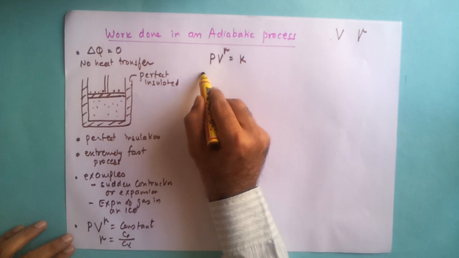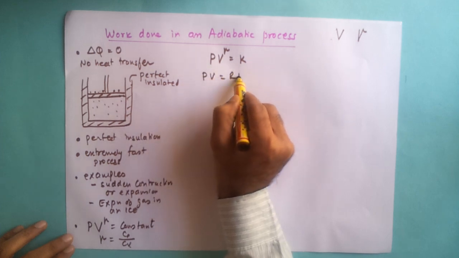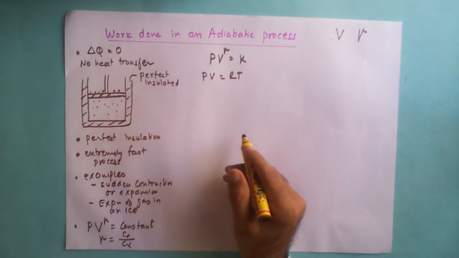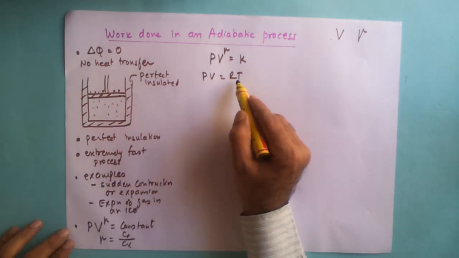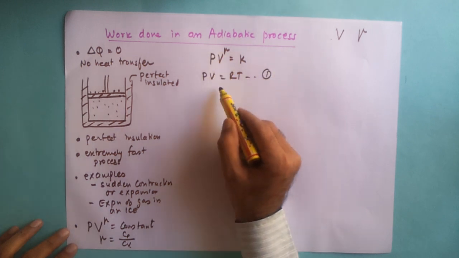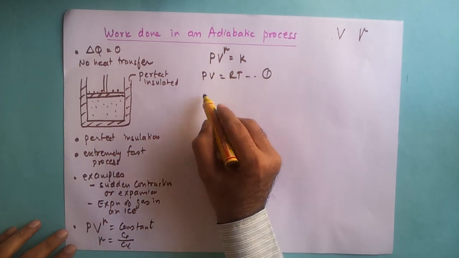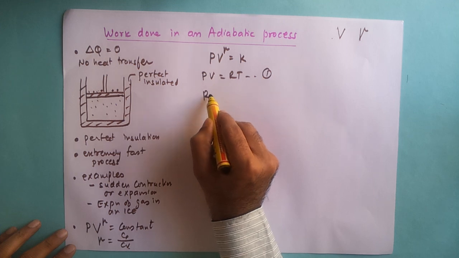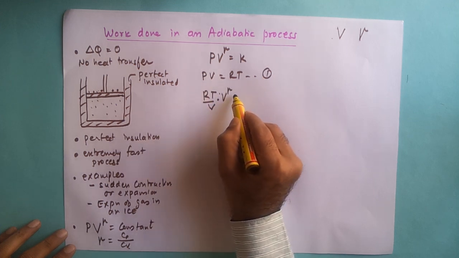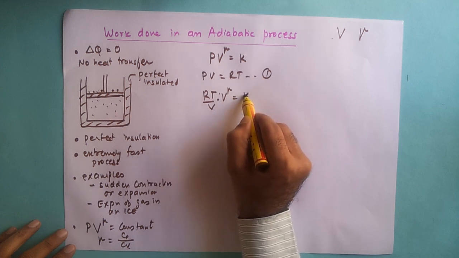Now we know that PV is equal to RT for 1 mole of gas, and again we'll be assuming that we are discussing 1 mole of ideal gas. PV is equal to RT. Let us call this equation 1. If I put the value of P over here, which is P equal to RT upon V, I'll get RT upon V into V raised to gamma is equal to some constant K.